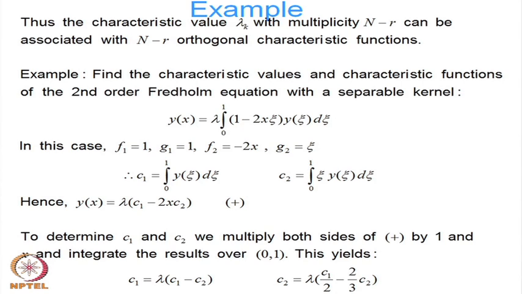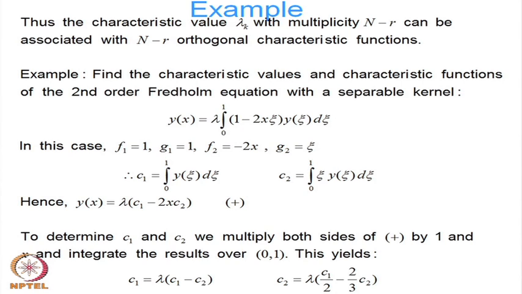Up till now we have dealt with the theory, but I think some of the theory will become clear if we look at a specific example, right? The specific example we are going to look at is a homogeneous Fredholm equation with a separable kernel, of type 2, y(x) = lambda times the integral of (1 - 2x xi) y(xi) d xi. You can see this kernel can be written as a separable kernel, with the terms 1 and minus 2x xi.